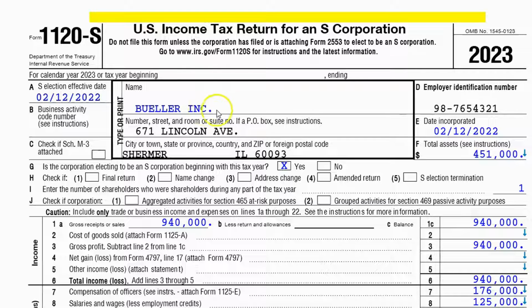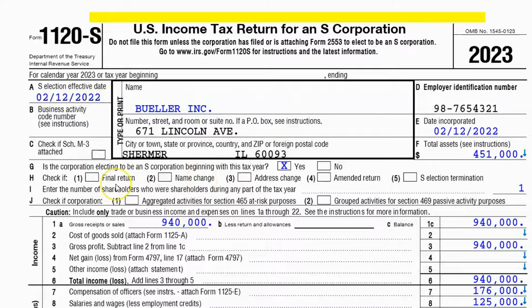So that's very important. We've seen people make this mistake before where they think they're an S-corp, so they file this return. They get a letter from the IRS. It gets rejected because they haven't gone through the steps of officially making that election. And that election is not done on this return here. So here's page 1. You can see in this case, this company made the election on February 12th of 2022.